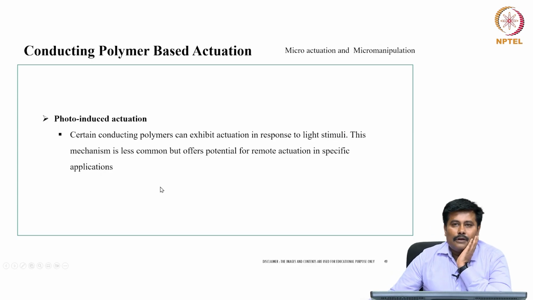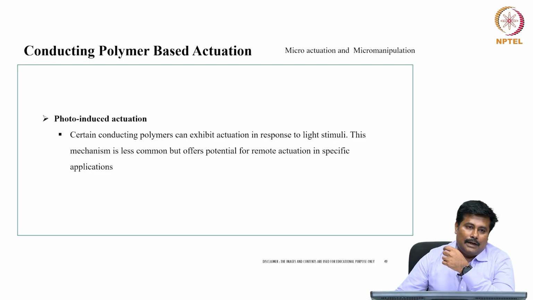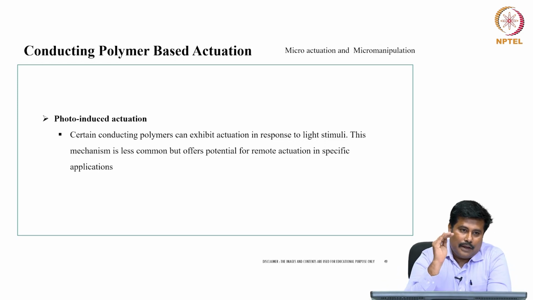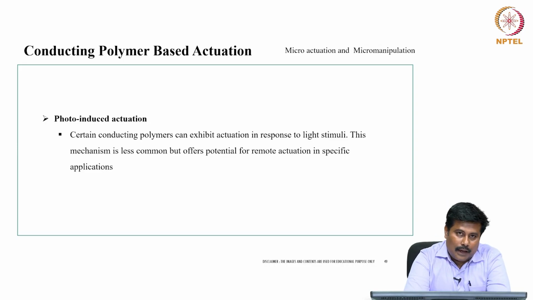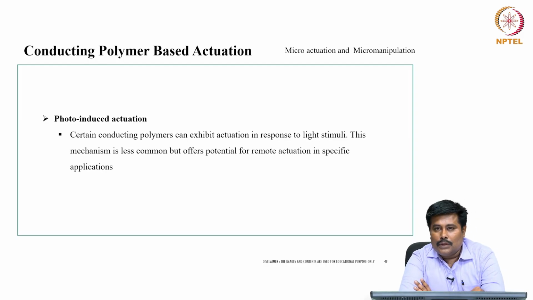Then the other process is called photo-induced actuation. As the name suggests, we can use light. The light can be absorbed by these conducting polymers, and appropriately there is a kind of actuation that occurs. Certain conducting polymers can exhibit an actuation response to light stimuli, and this mechanism is less common but offers potential for remote actuation in specific locations.